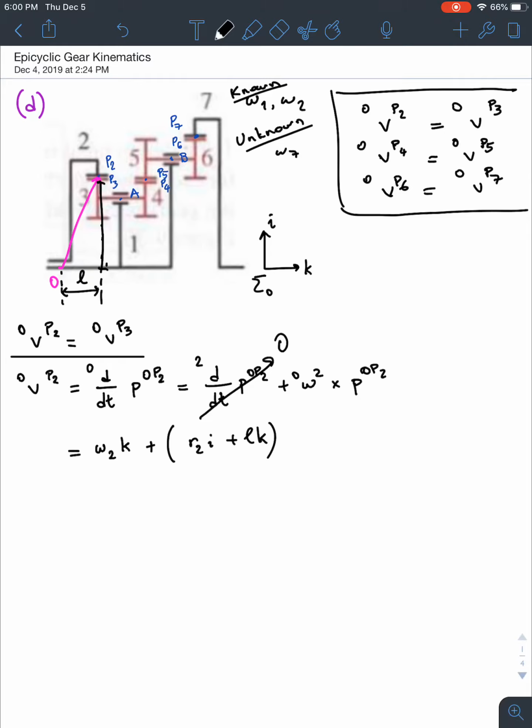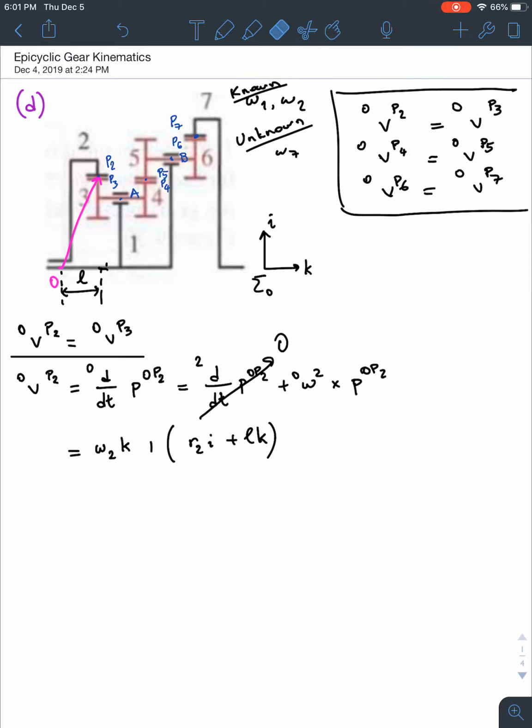So this distance, again, let me draw it again. This distance that goes from here to here, of course, what? The radius of this gear, yeah? So that's R2 in the I direction. In the K direction, we just speculated that we know that distance, and we said that that's L. And now comes the important bit. Now I'm going to just show you that L doesn't matter.